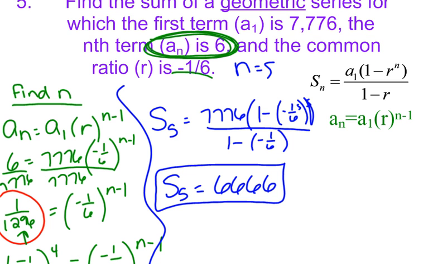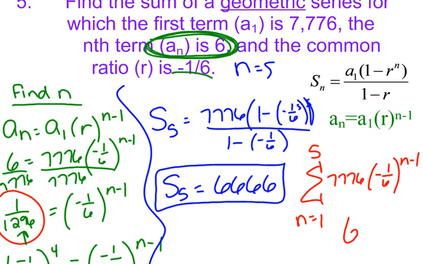If you did sigma, you would have done this on your calculator. I'd say n equals 1 to 5, a_1 is 7,776, times negative 1/6 to the n minus 1. And again, you should get 6,666. So the same answer either way.